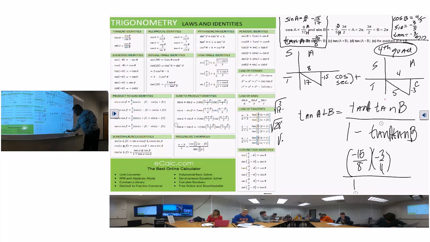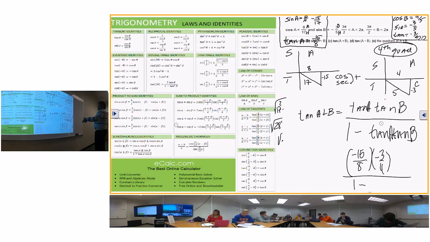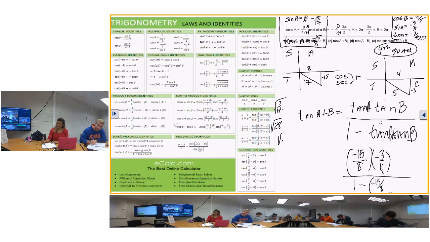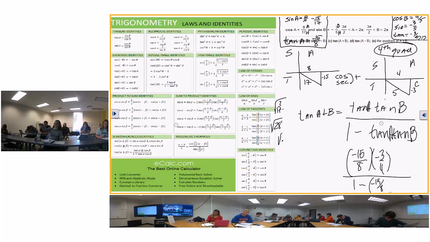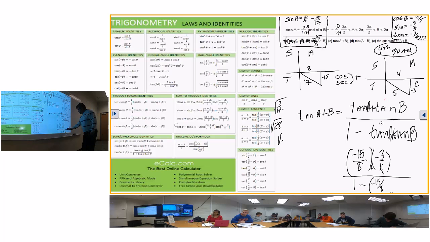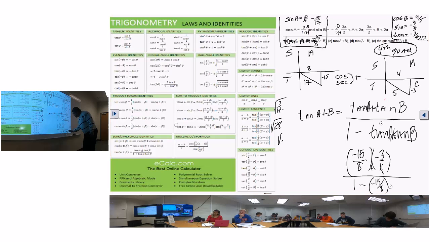Over 1 minus, same thing, negative 15 over 8. Shouldn't there be the 2 ones on top? What? It's the numerator. Oh yeah, adding plus, yeah. I got it right there. Forgot to add it. Thank you. Over 1 minus the same thing, negative 3 over 4.